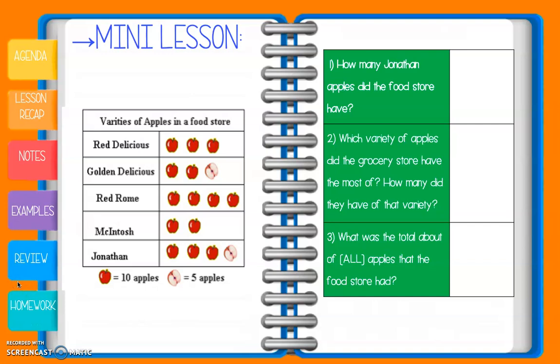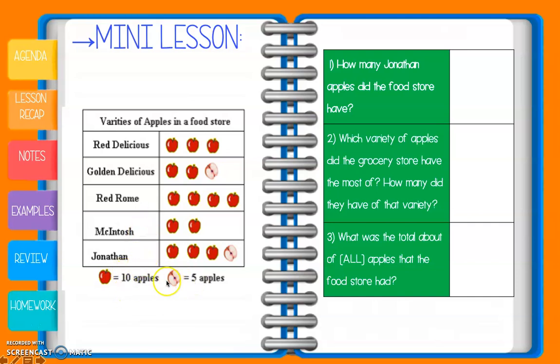Okay, so now let's take a look at statistical displays that are already made for us, and we're just going to answer some questions about them. First off, we're going to start with a pictograph. It's talking about the varieties of apples in a food store. We've got some Red Delicious, Golden Delicious, Red Rome, Macintosh, and Jonathan apples.